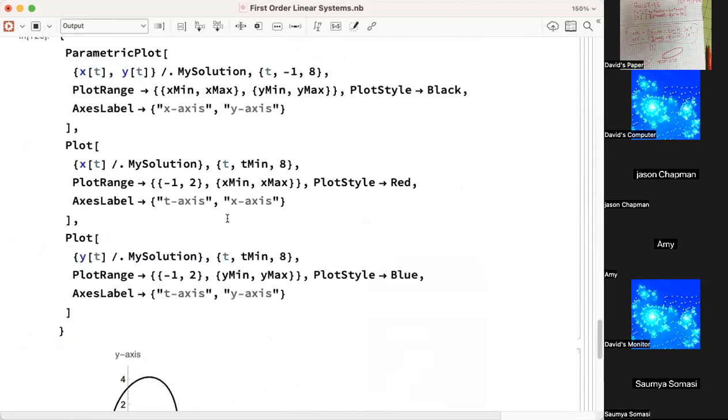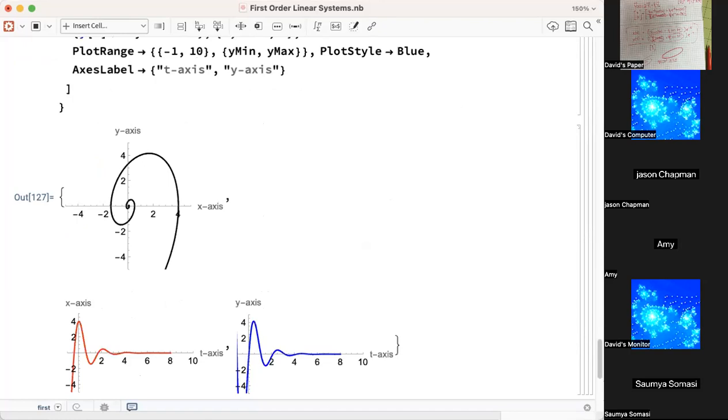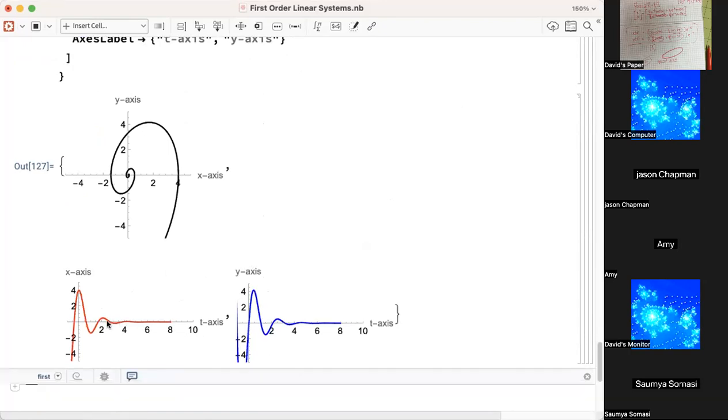In fact, if I could just run those for a few more seconds, I don't know if my solution was built on 10 seconds. Let me just see. Yeah. Do you see as the exponential, as the e to the minus t goes to 0, the sines and cosines get squeezed to zero. Like the e to the minus t is an envelope for the sines and cosines. This is a beautiful result.